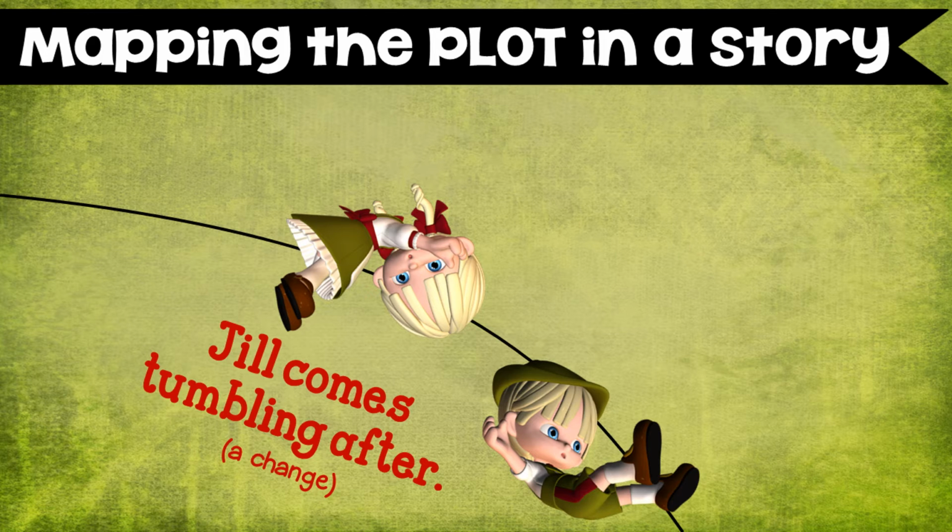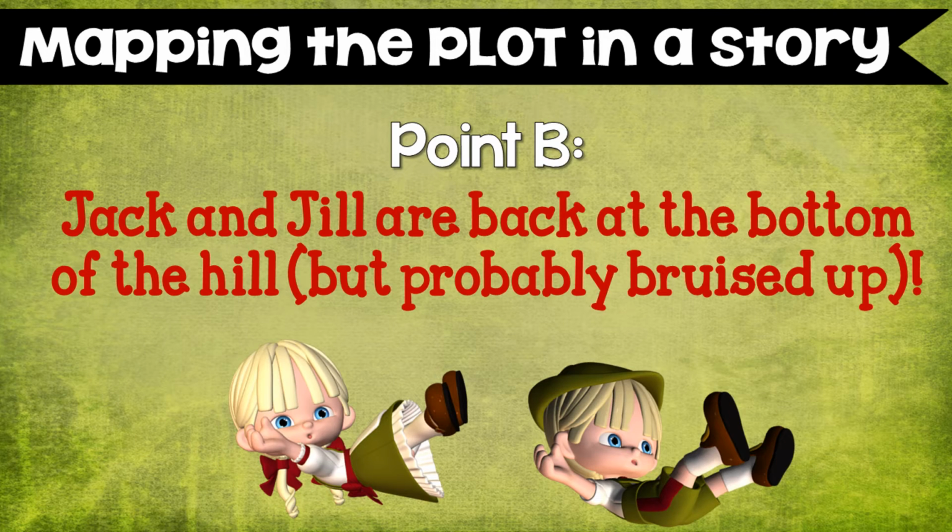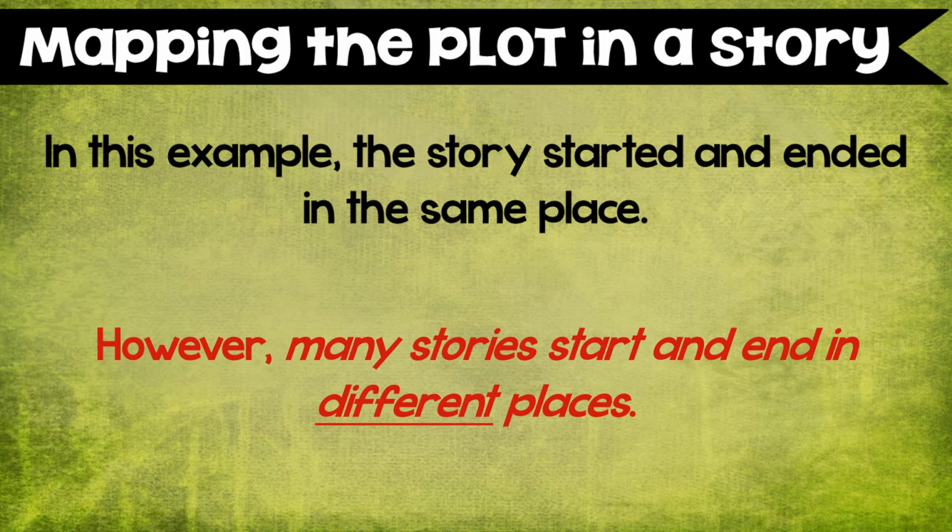Yet another change. Point B is Jack and Jill are back at the bottom of the hill and probably a little bit bruised. In this example, the story started and ended in the same place. However, many stories start and end in different places. So let's take a look at the elements of plot.